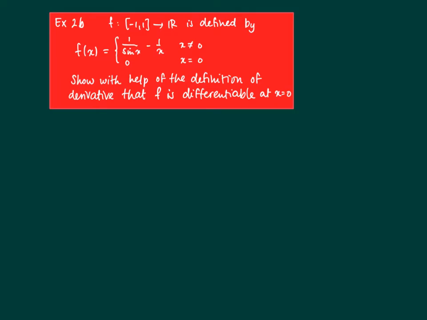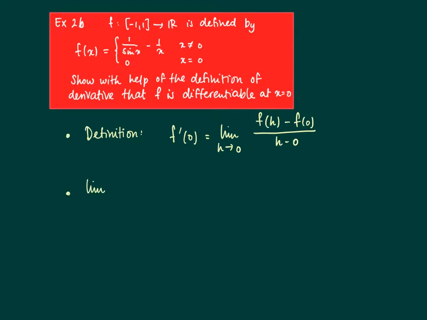In B we have the same function f, and now the question is: f is a continuous function, but is it differentiable at x equals 0? Well, the definition of a derivative at 0 is f prime of 0 equals the limit of h going to 0 of the differential quotient (f(h) minus f(0)) divided by h. So the question is, does this limit exist?